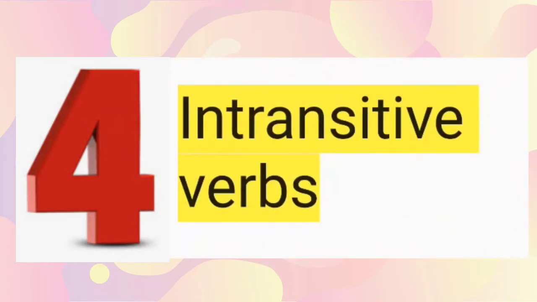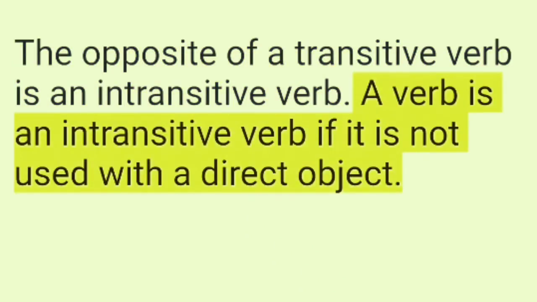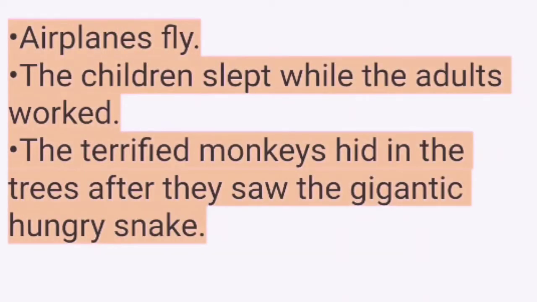Intransitive verbs. The opposite of a transitive verb is an intransitive verb. A verb is an intransitive verb if it is not used with a direct object. Examples of intransitive verbs in a sentence. Airplanes fly. The children slept while the adults worked. The terrified monkeys hid in the trees after they saw the gigantic hungry snake.